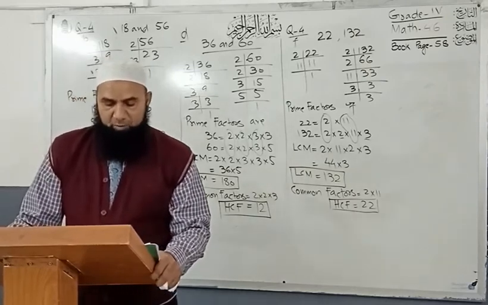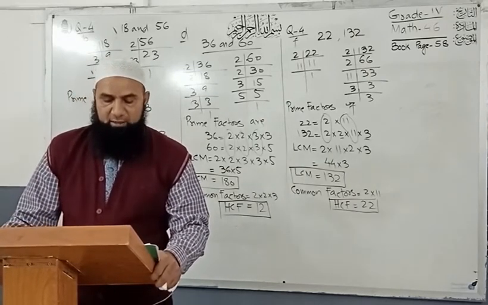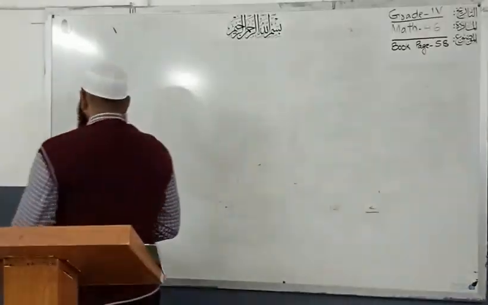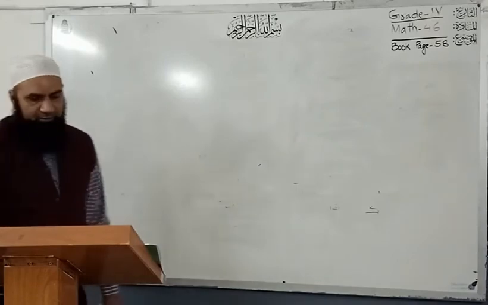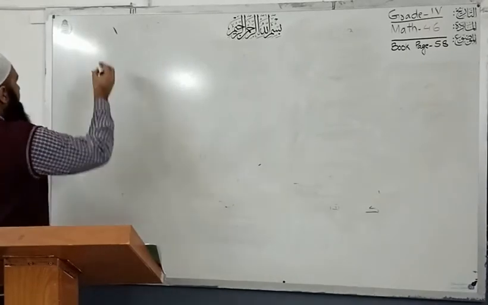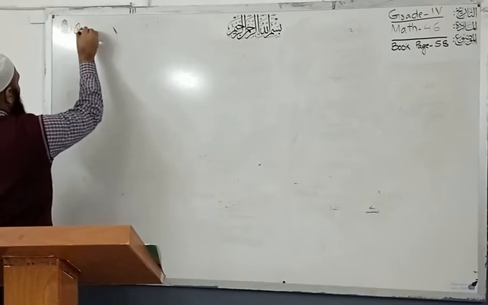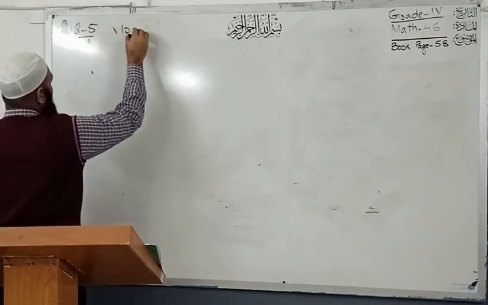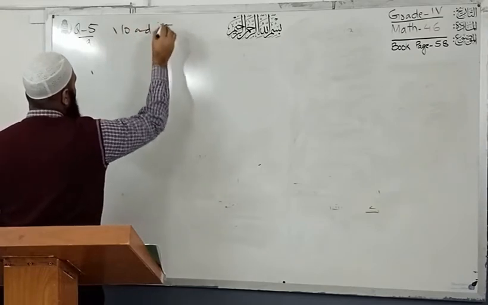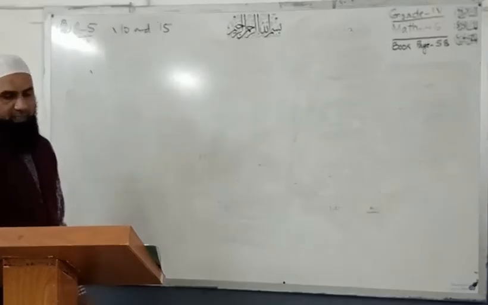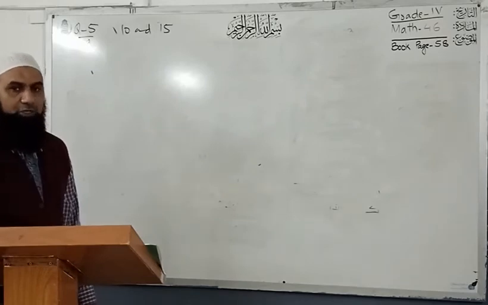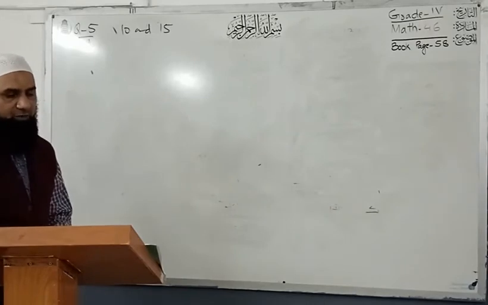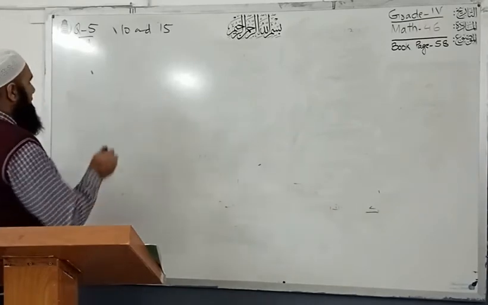Question number 5. The pair of numbers is given, 10 and 15. I'm going to start with question number 5, part A, 10 and 15. So first we'll find the LCM, lowest common multiple, then we'll find the HCF, highest common factor, and then we will check whether the answers are correct or not.